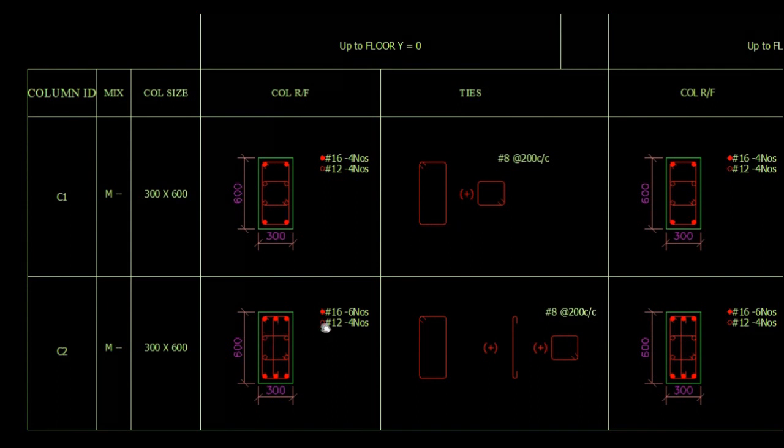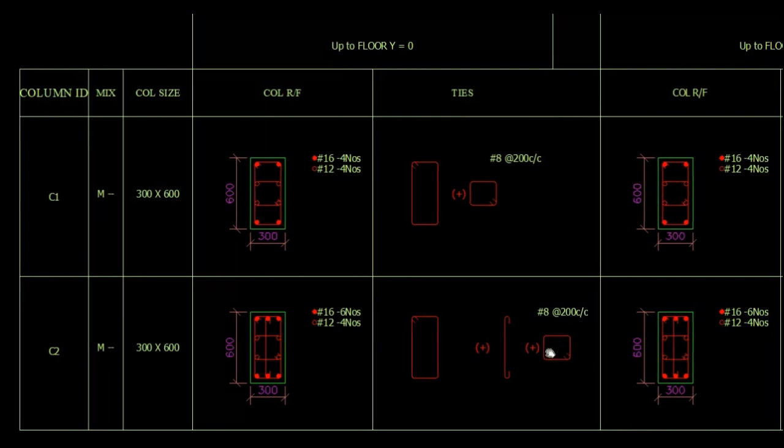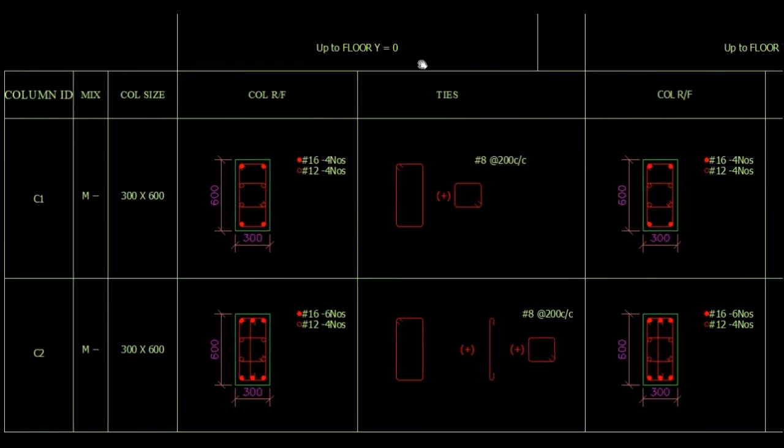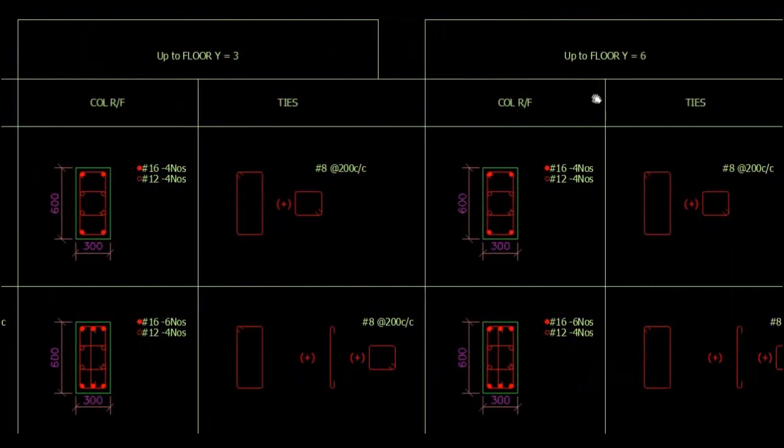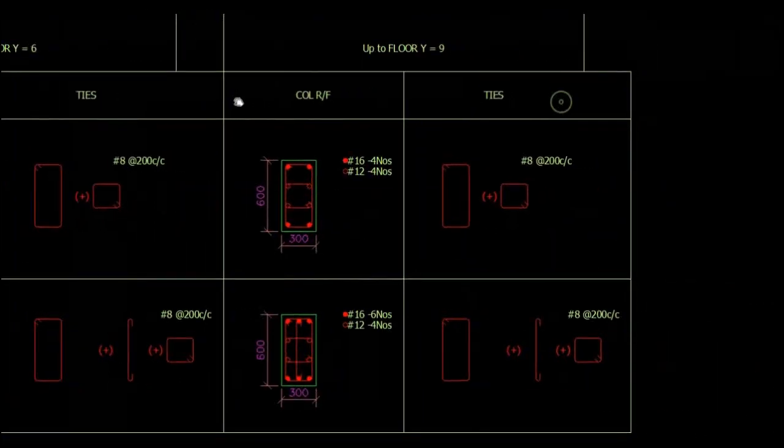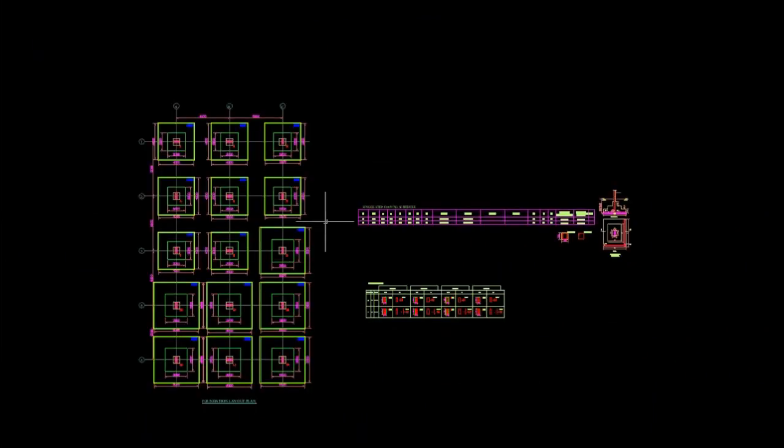For C2 we assigned 6 numbers of 16 dia, 4 numbers of 12 dia. It is showing one master ring and one internal ring and one hook. It will show for all the floors. It is up to 0 meter level, up to 3 meter level, up to 6 meters and 9 meters, that is terrace level. Like this it will generate n number of columns along with foundation layout plan, footing schedule and column cross section details floor wise within a short time.